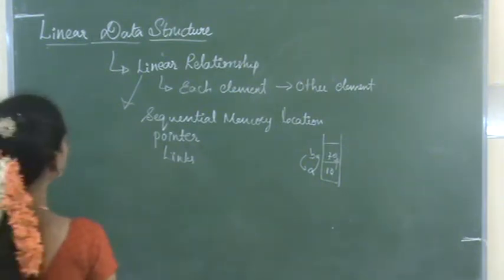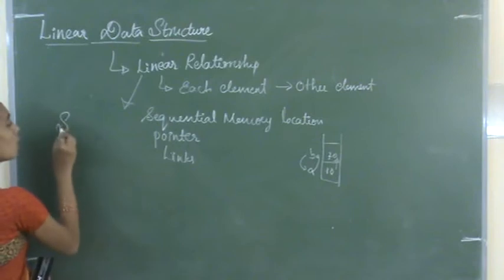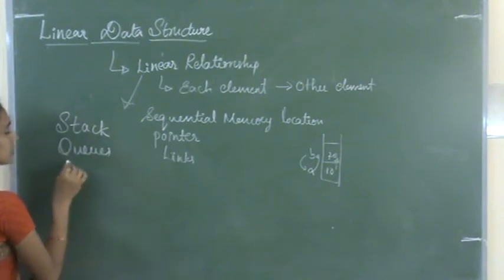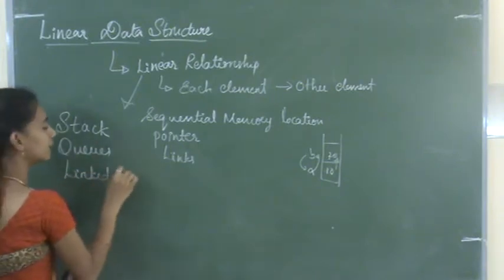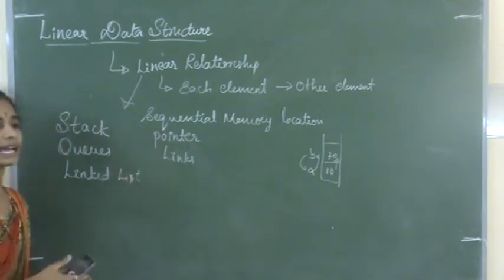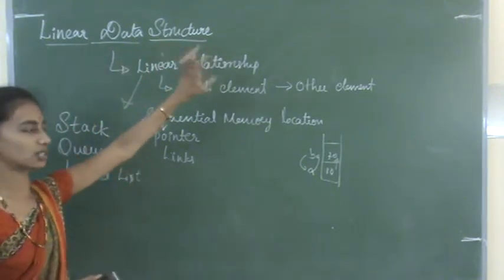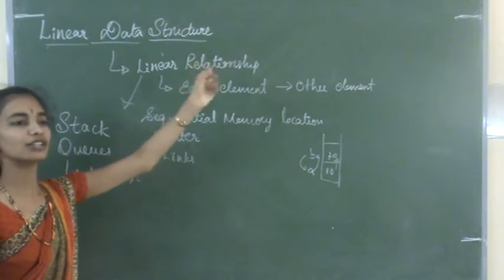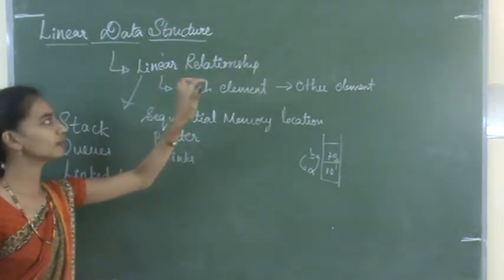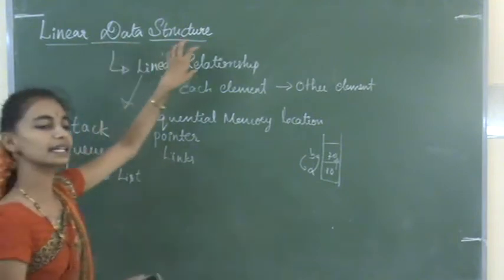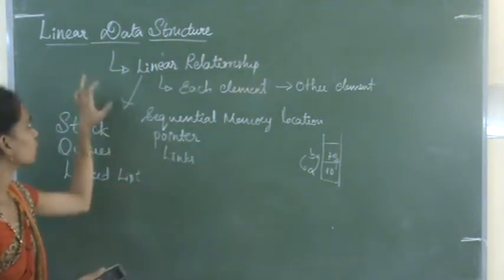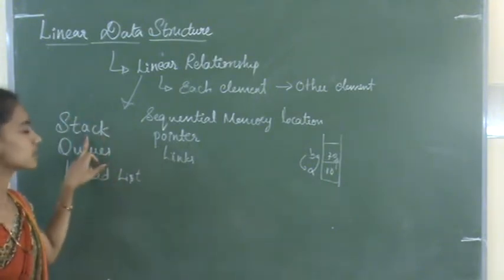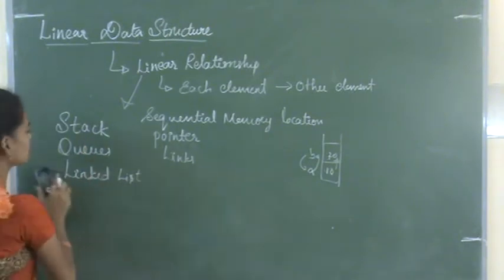Examples of a linear data structure are stack, queues and linked list. So what is a linear data structure? It is a structure in which the data items have a linear relationship between them. We call it a linear data structure. Examples for the linear data structure are stack, queues and linked list.